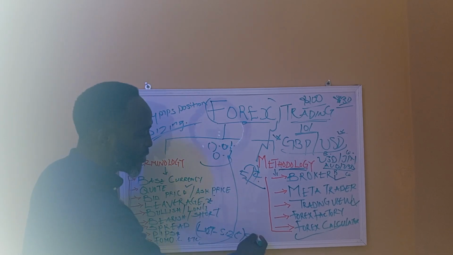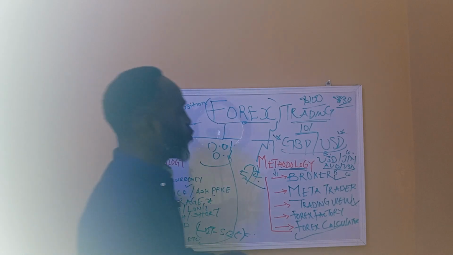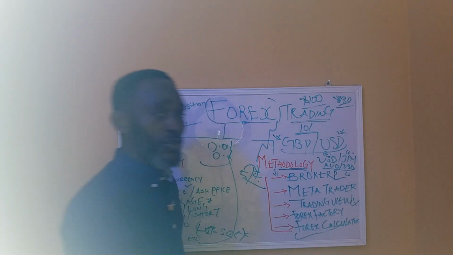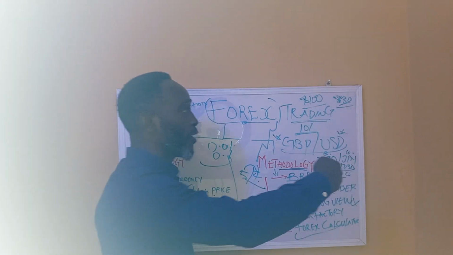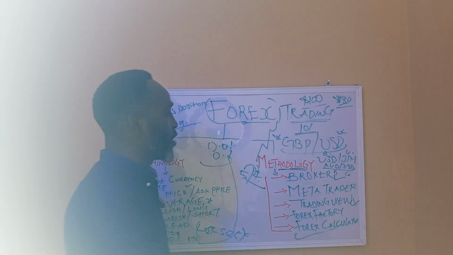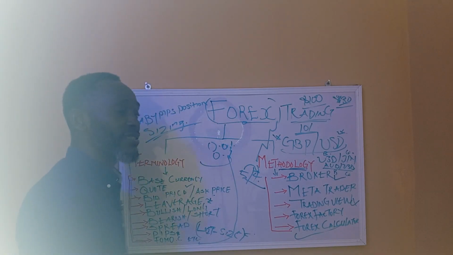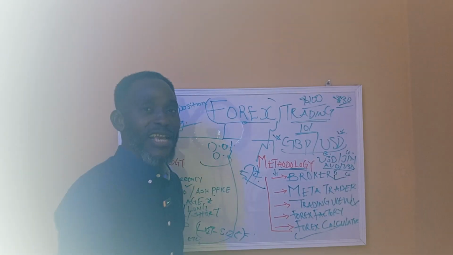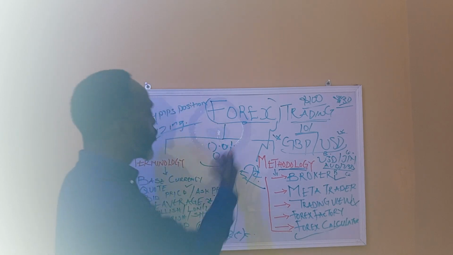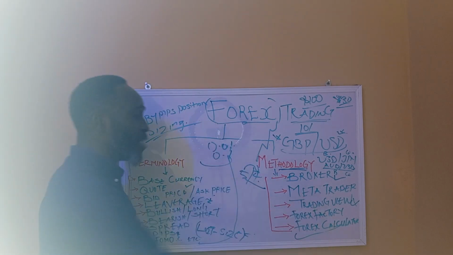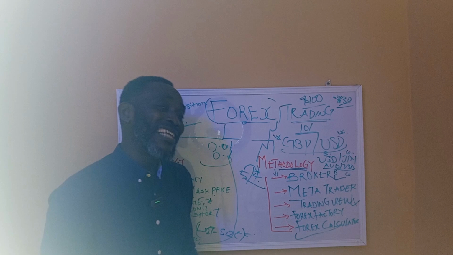So your lot size is represented in units. That is what you put in your MetaTrader, because you can't actually put the amount you want to risk on MetaTrader. You have to put it in terms of lot size, which is called the contract size for those trading futures. So it goes with micro, minor, and standard lot size.